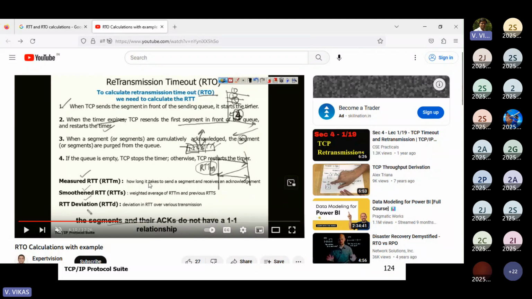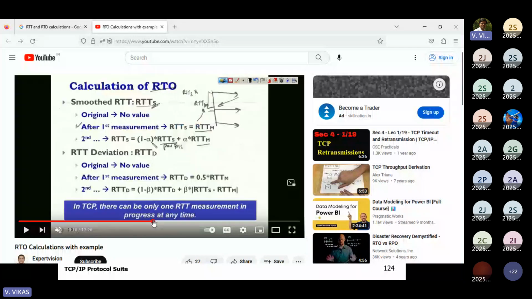So we are going to consider previous measured RTTs and the previous smoothed RTT. We are going to average these two things. Already I have measured RTT and smoothed RTT; the weighted average of these two things is what we consider for smoothed RTT. Deviation RTT is the deviation in RTT over various transmissions. That is what we are going to consider.